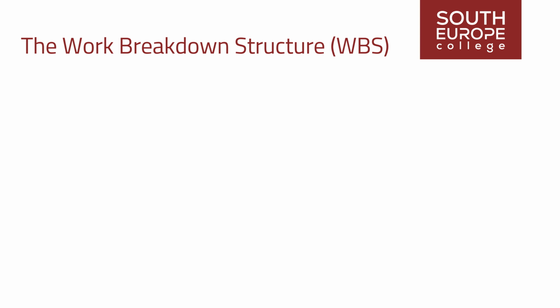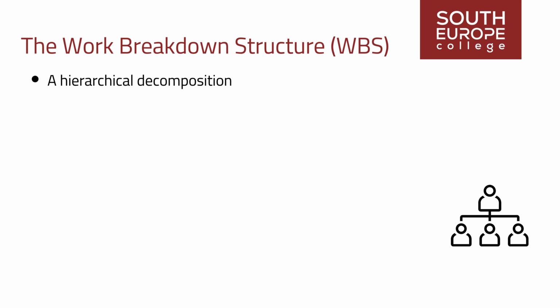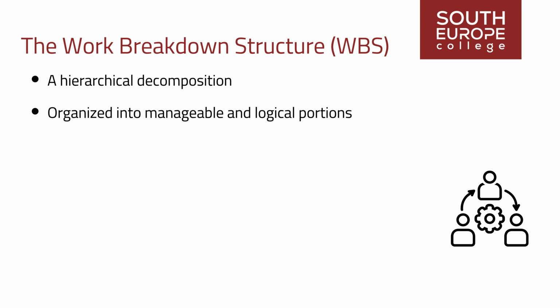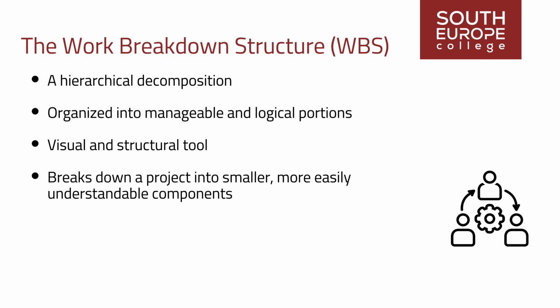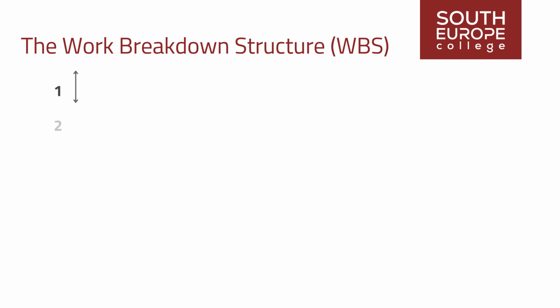The work breakdown structure, or WBS, together with the project scope and deliverables, are the starting point to define activities. The work breakdown structure is a hierarchical decomposition of the total scope of work to be carried out by a project, organized into manageable and logical portions. It's a visual and structural tool that breaks down a project into smaller, more easily understandable components. Each level of the WBS represents a more detailed description of the project work.